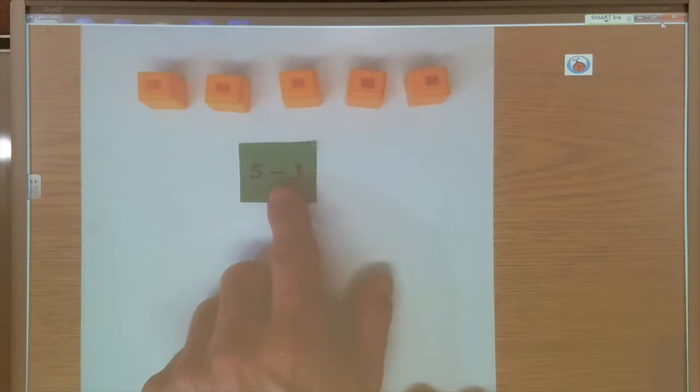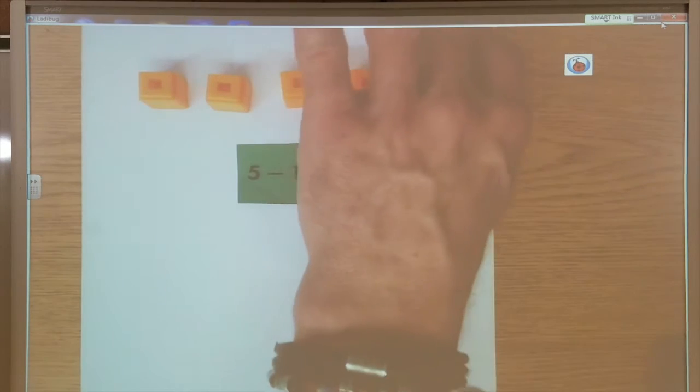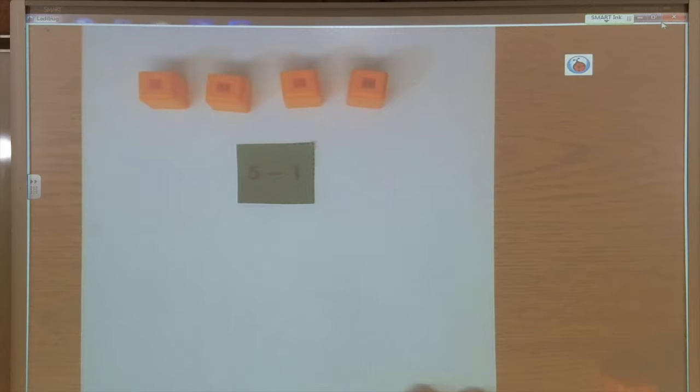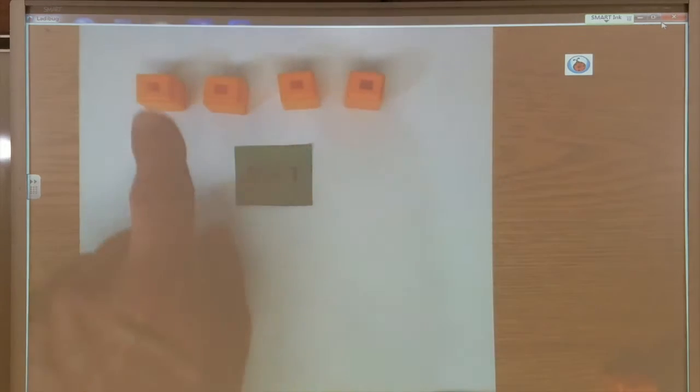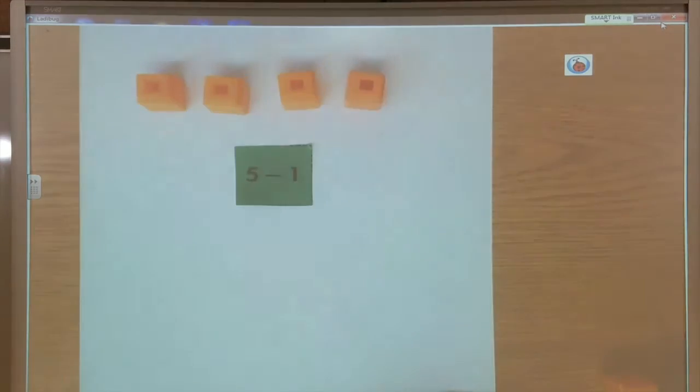This symbol, this minus sign, and this quantity here is giving us important information. It's saying that I'm going to take away 1 cube, and I'm interested in figuring out how many are left. And early on, students need to count. 1, 2, 3, 4. I have 4 cubes left.